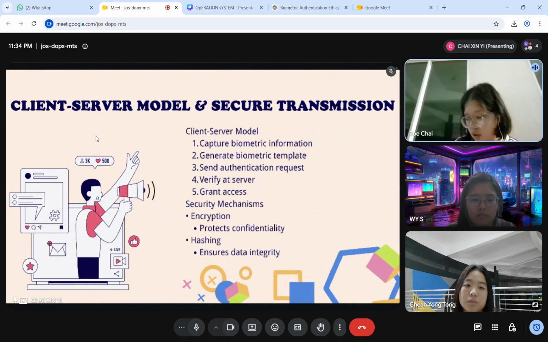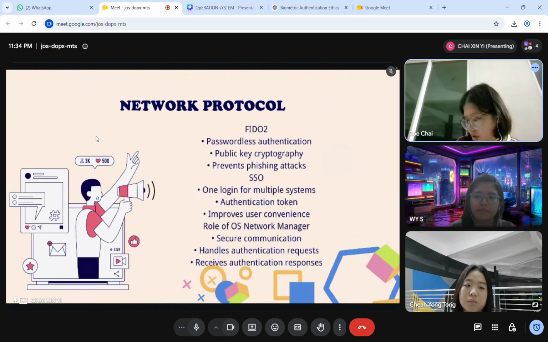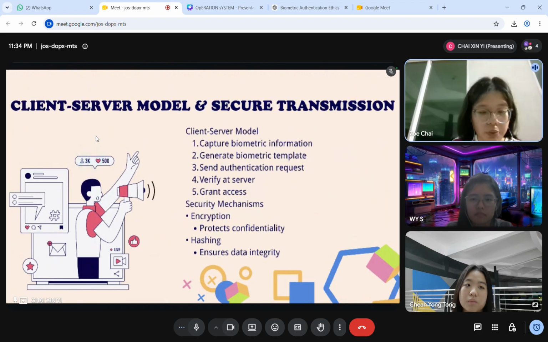Secondly, to protect the biometric information during the transmissions, there are some security mechanisms such as the encryptions and also the hashes are used. So encryption is used to protect the confidentialities while hashing ensures the data integrity.